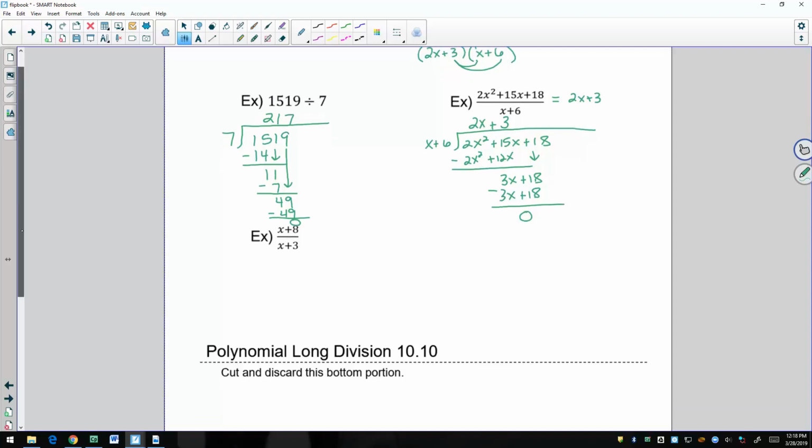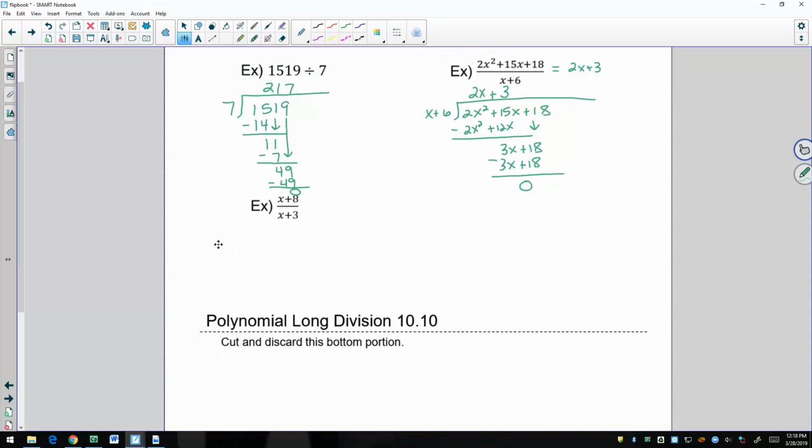Okay, the last one, we are taking x plus 3 as the one doing the dividing, and x plus 8 is what we are dividing into. Well, again, you start by asking yourself, what would I have to multiply x by to get x? Well, you'd have to multiply by 1. If you now multiply everything out in front by 1 and put it underneath, that's x plus 3.